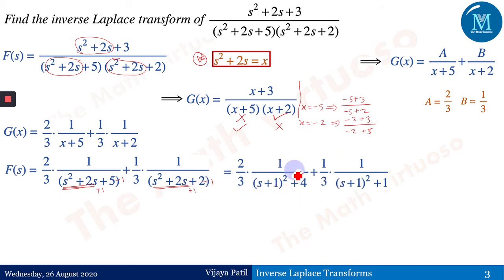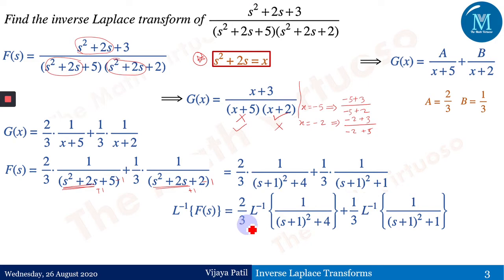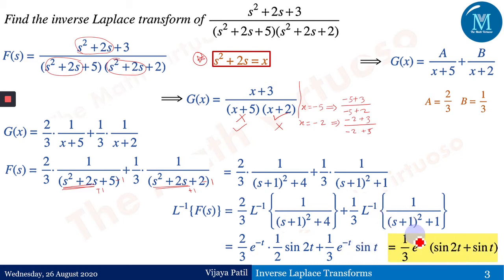Because of this, we apply the Laplace inverse of 2 by 3 for the first term, and therefore with s plus 1 it is e to the power minus t times 1 by 2 sine of 2t, because 1 upon s square plus 4 is 1 by 2 sine of 2t. And here it is e to the power minus t, and 1 upon s square plus 1 is sine of t. After rearranging the terms, you will get 1 by 3 times e to the power minus t (sine 2t plus sine t).